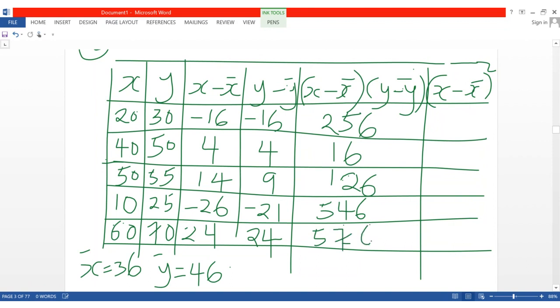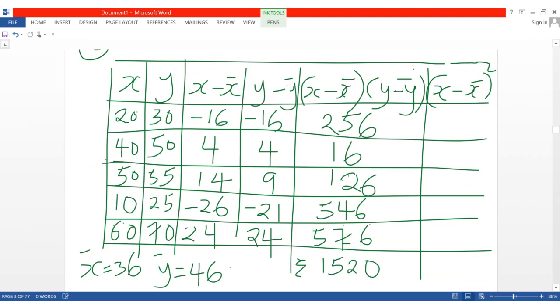I'll add all those up. 256 plus 16 plus 126 plus 536 plus 576. If you add all these things, I'm getting 1520.